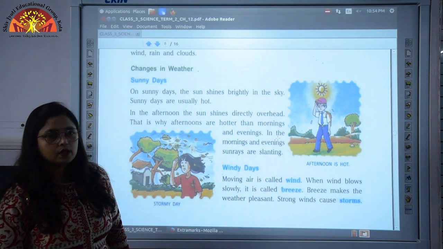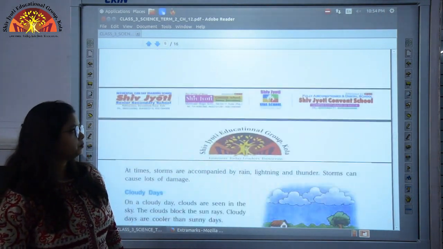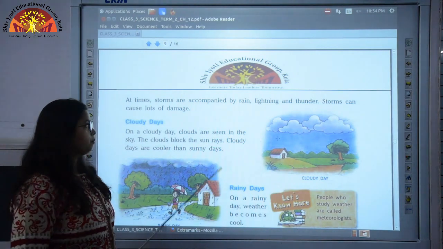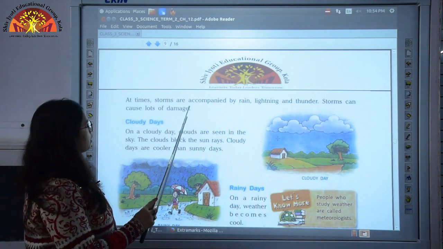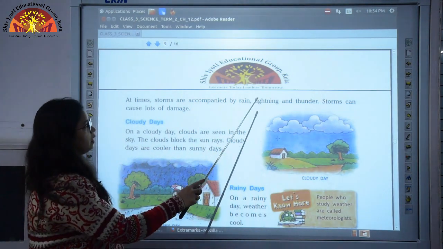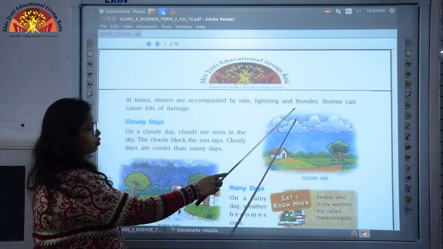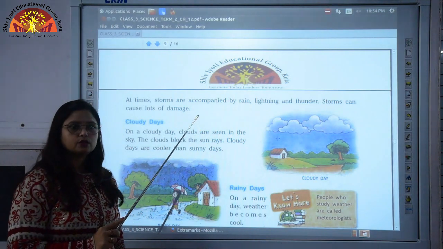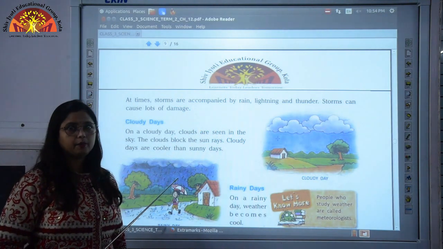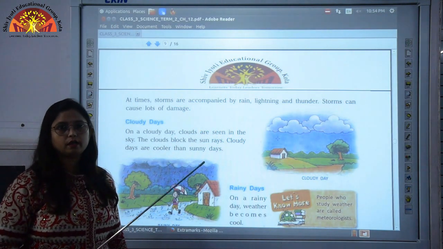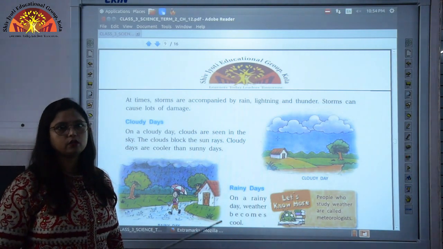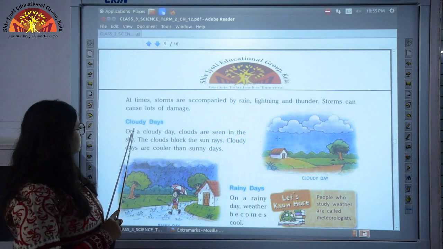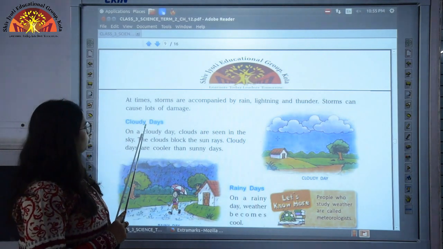So what happens during strong winds? During strong winds, there occur storms. At times, storms are accompanied by rain, lightning and thunder also. Storms can cause a lot of damage, okay children. Storms can cause damage because in storms there is thunder, there is lightning, sometimes there is rain also. Now we come to the third type of weather condition, cloudy days.